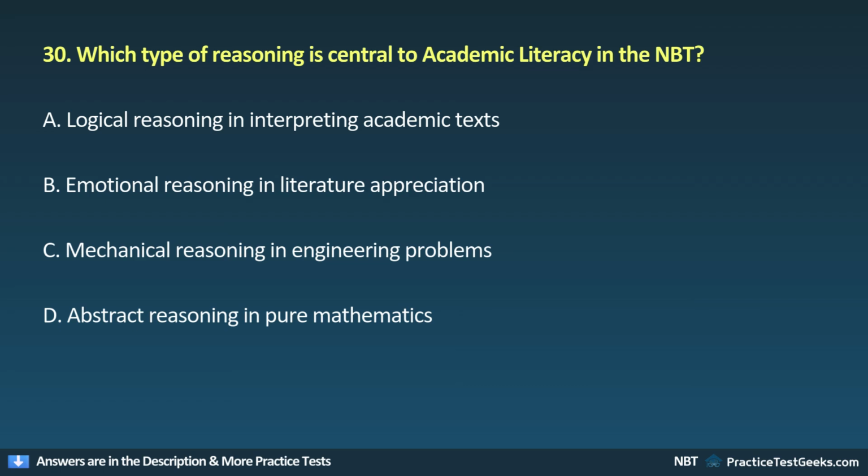30. Which type of reasoning is central to academic literacy in the NBT? A. Logical reasoning in interpreting academic texts. B. Emotional reasoning and literature appreciation. C. Mechanical reasoning in engineering problems. D. Abstract reasoning in pure mathematics.